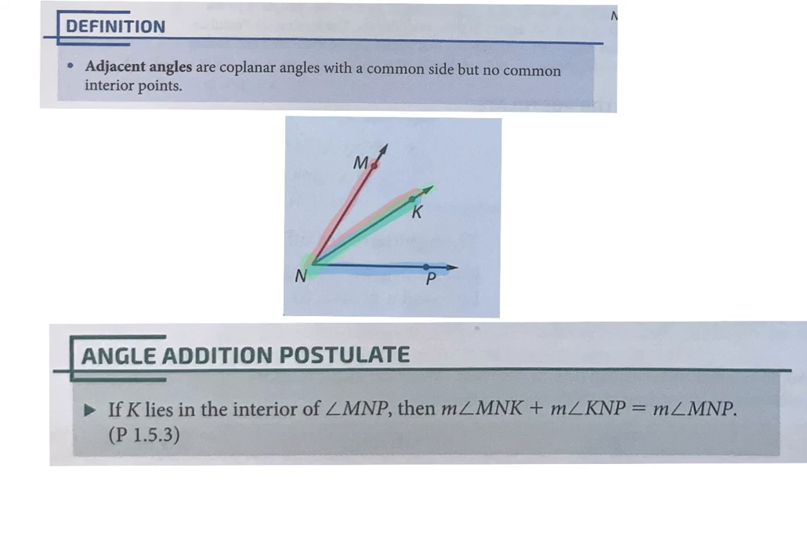Now, just like with segments, remember when we had segments, you can add them up and you can equal the whole segment. The same thing is true of angle addition. If you have adjacent angles, then the two angles add up to the large one, meaning this angle here plus this angle here should equal the whole thing. Angle addition: if K is in the interior of MNP, that's the large angle, then the measures of MNK and KNP will add up to the measure of MNP. It just means the two smaller angles will add up to the larger.